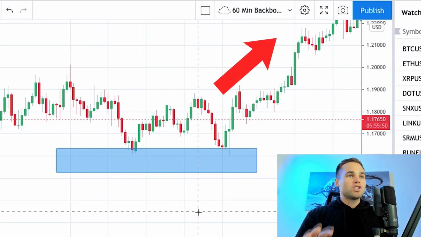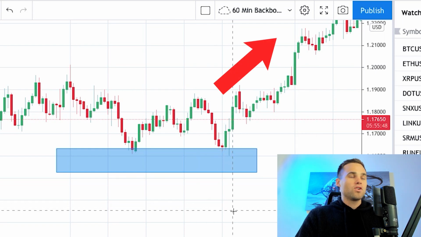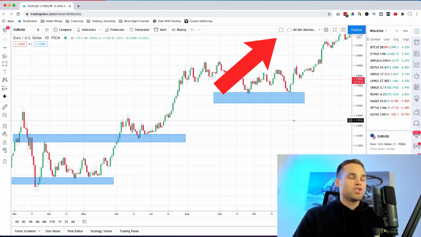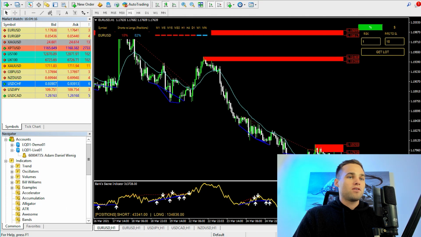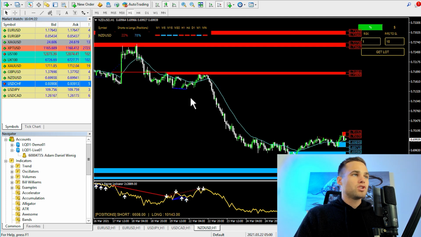There you go. Now let's actually talk about the specific strategy that I was telling you. Here's a simple price action strategy that you can use in your trading. Okay, so I'm going to go ahead and pull up this chart here, and I'm going to just show you what I'm talking about.